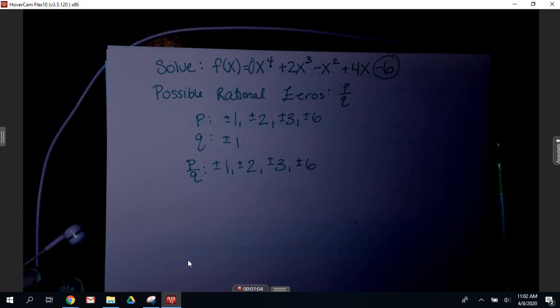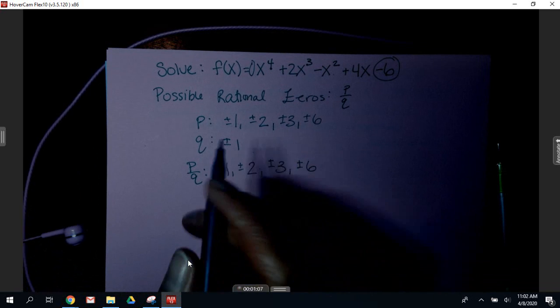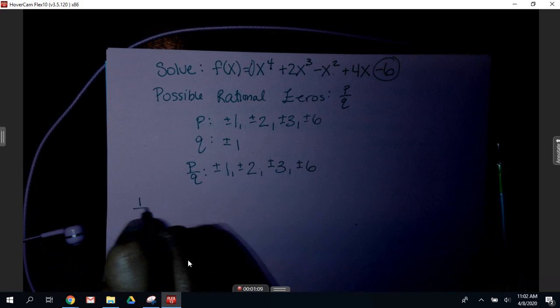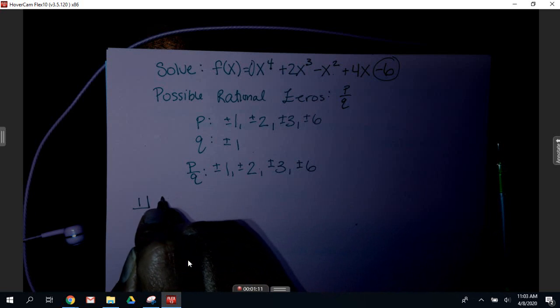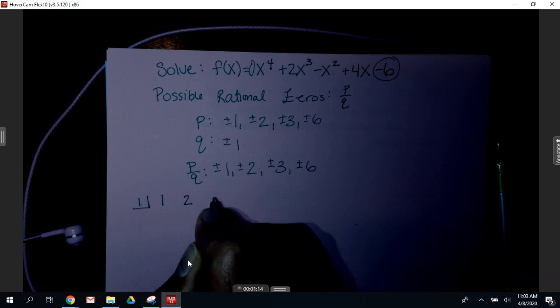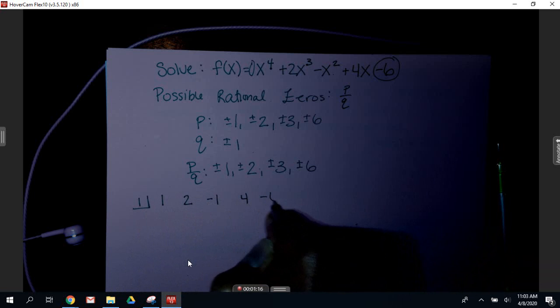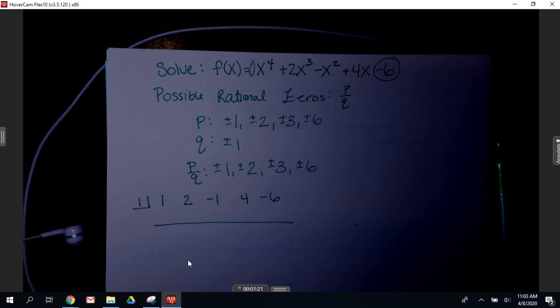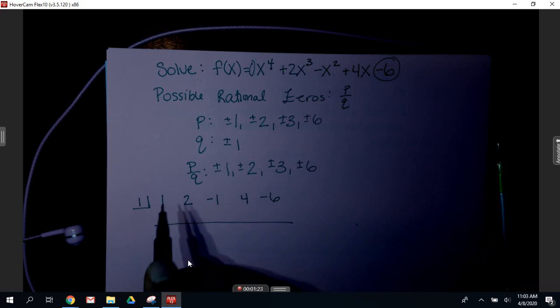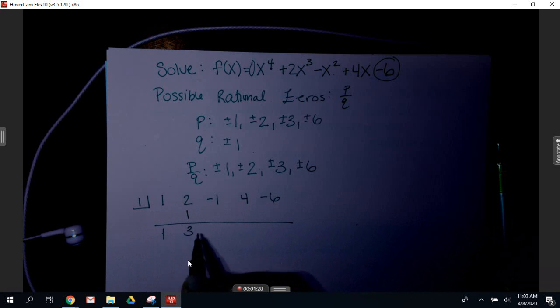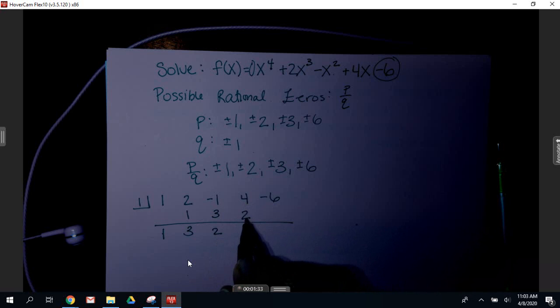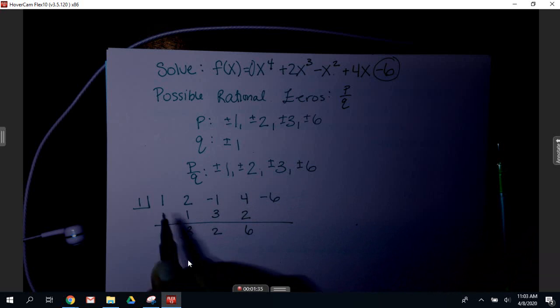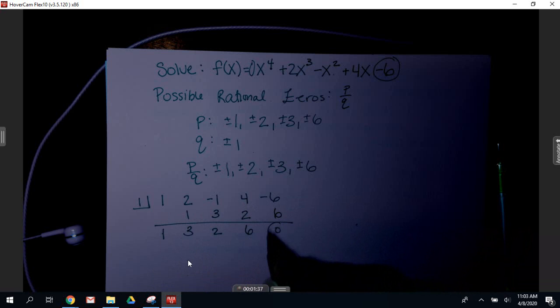So we're going to use synthetic division to find a solution. So synthetically dividing, I'm starting with 1 because that's what I always start with. So we're going to have 1 times 1 is 1. 2 times 1 is 2. 4 plus 2 is 6. 1 times 6 is positive 6.